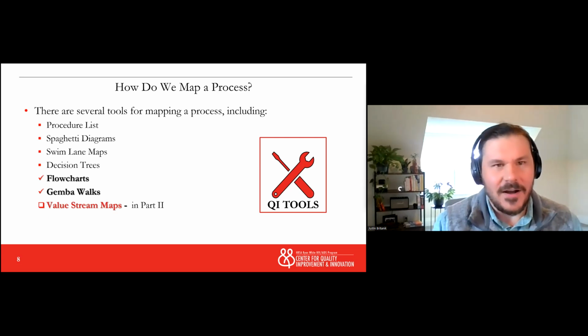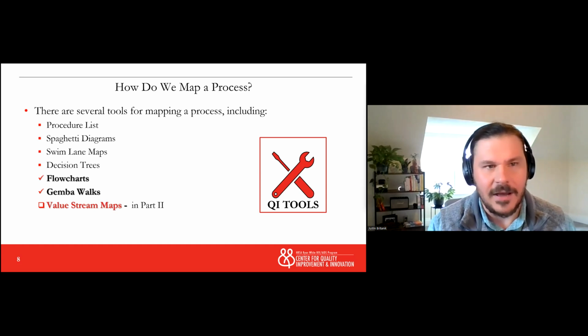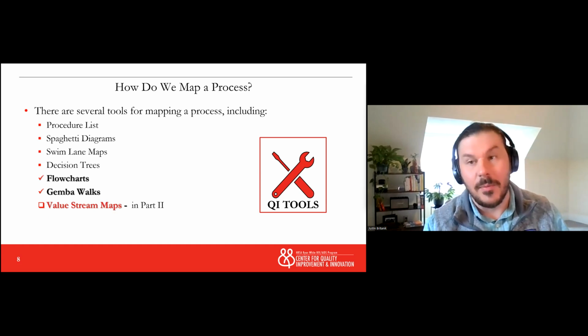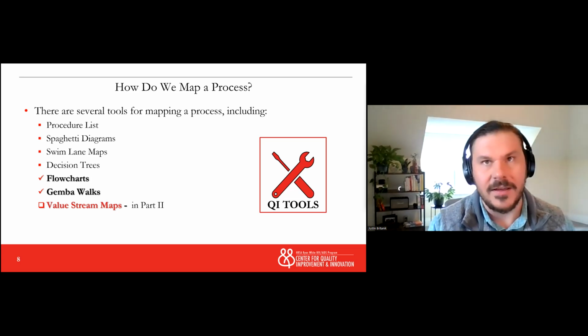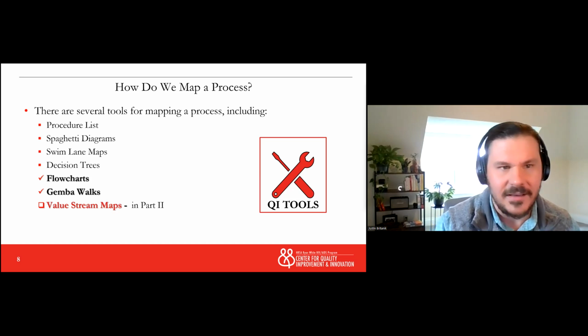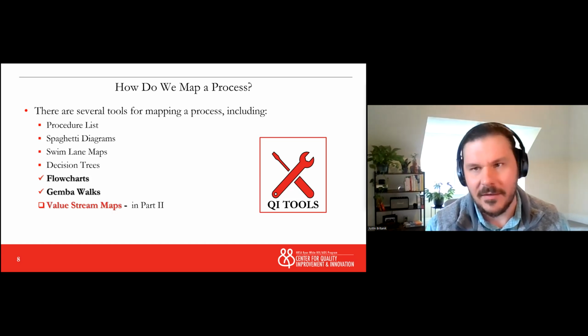So how do we map these processes? Well, there are a lot of tools, and in different contexts you'll choose what tool you want. Sometimes for things that are already well established and maybe you have some policies around, you might do a procedure list, which is more of a bullet point listing of the process. If you're working through a physical space and you want to minimize motion and transportation, then we're thinking about a spaghetti diagram. Swim lane maps are really helpful to visualize handoffs and bridging silos in a process. Decision trees, a lot of times you see those in research: if this happens, we're going to do that.